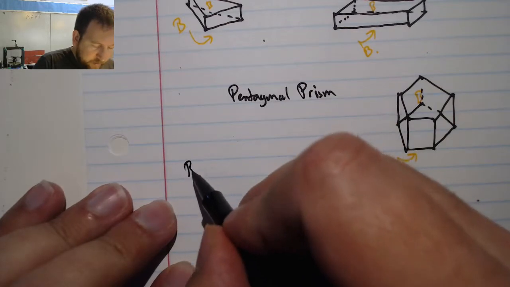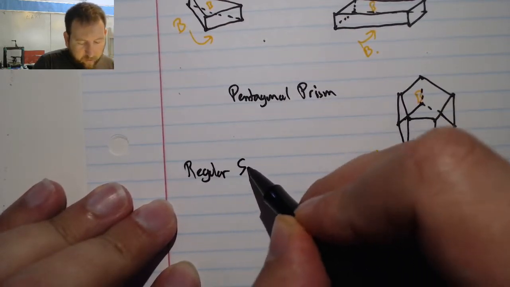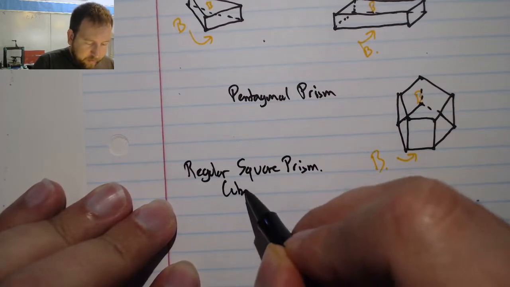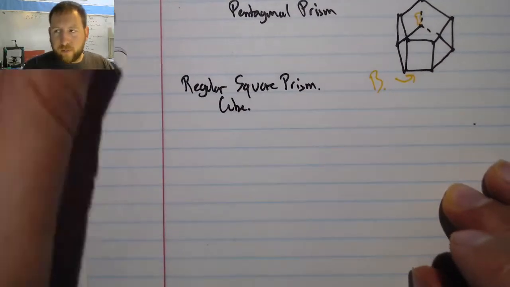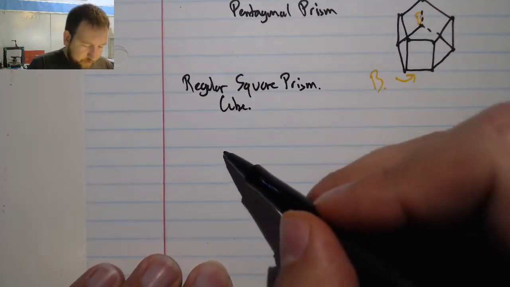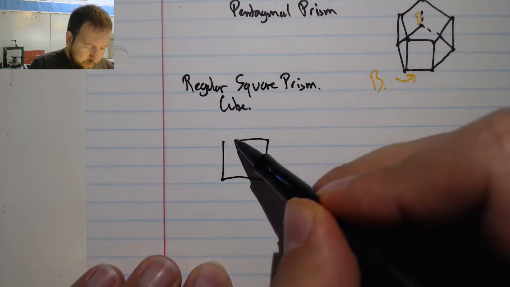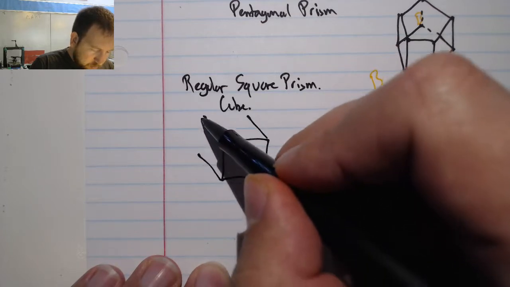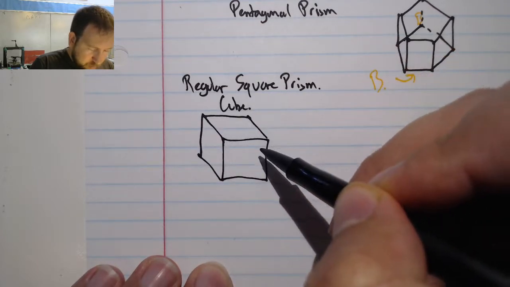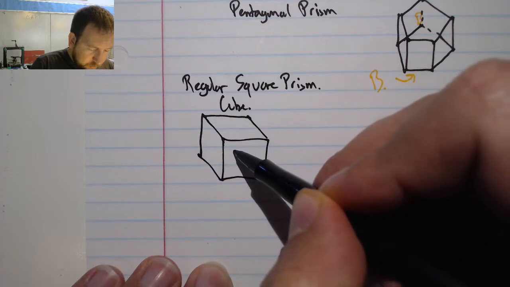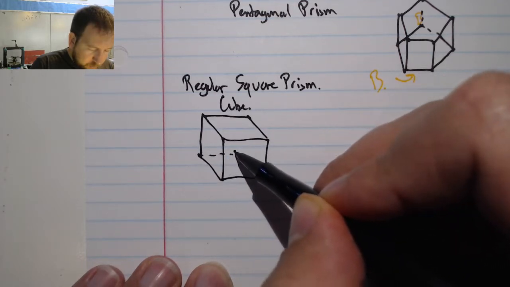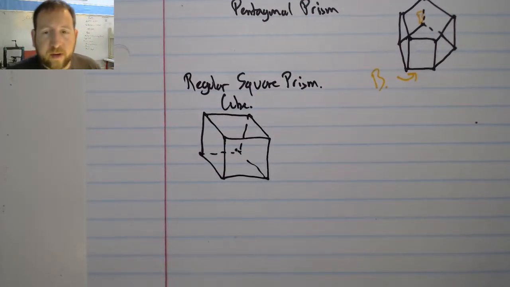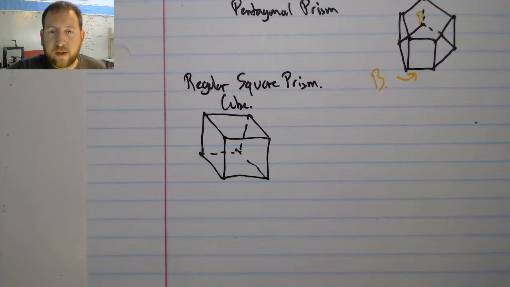And we also have one fancy kind. We have a regular square prism, also known as a cube, where all the sides are equal. And this one, quite simply, looks like, see if I can do it. This should be here. Ish. Almost got it.